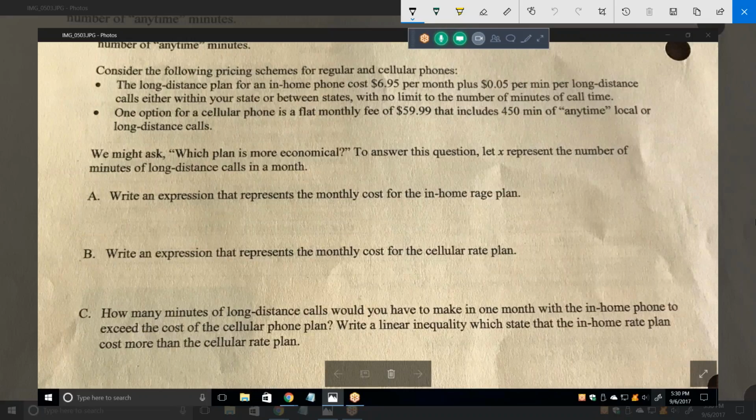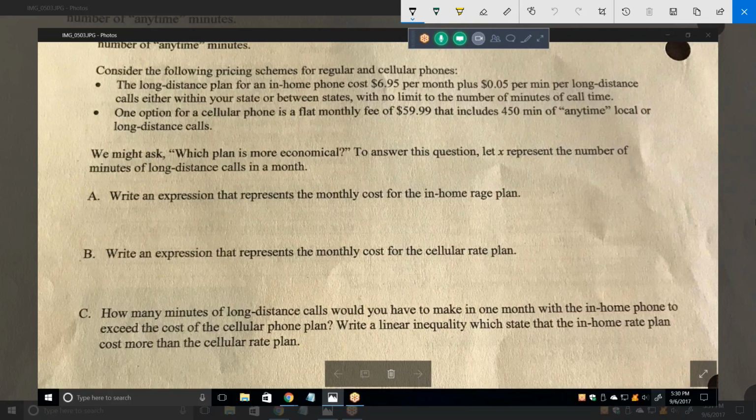So we got two different plans. One is for an in-home phone, which is a landline, and it's $6.95 per month plus 5 cents per minute per long distance call, regardless of where your long distance call goes, with no limit to the number of minutes of call time. The other plan is a flat monthly fee of $59.99, includes 450 minutes of any time, long distance or local. And they say, which plan is more economical?